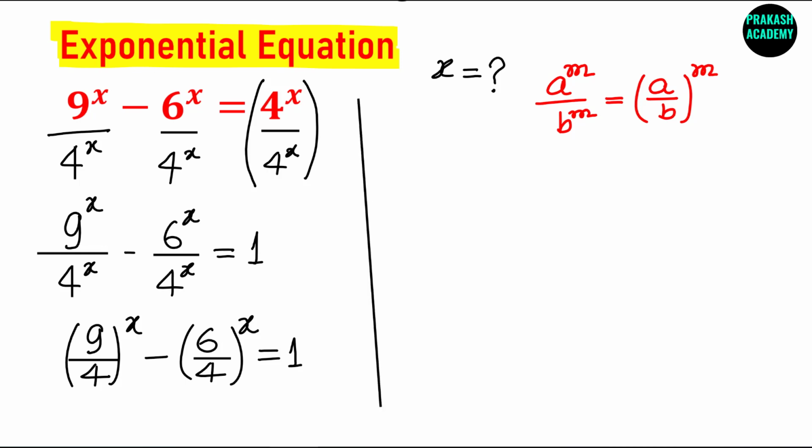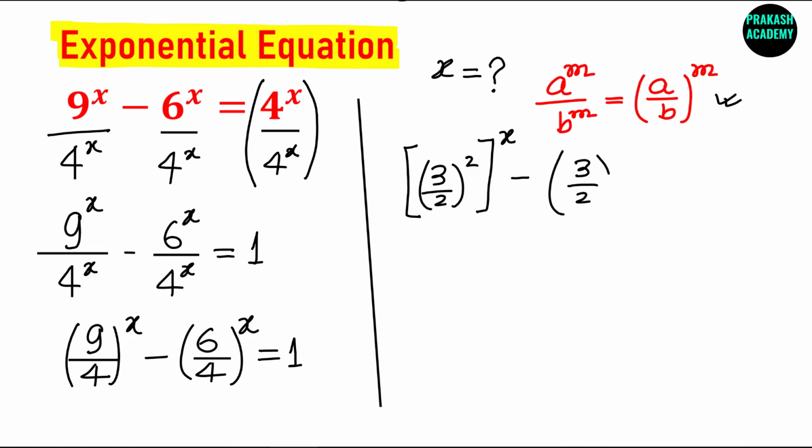So now 9 by 4 is nothing but 3 by 2 whole square. So this is 3 square and this is 2 square. Using this rule I can simply write 3 by 2 whole square, and then you have the power x overall, minus 6 by 4, which is nothing but 3 by 2, and this power x equals 1.